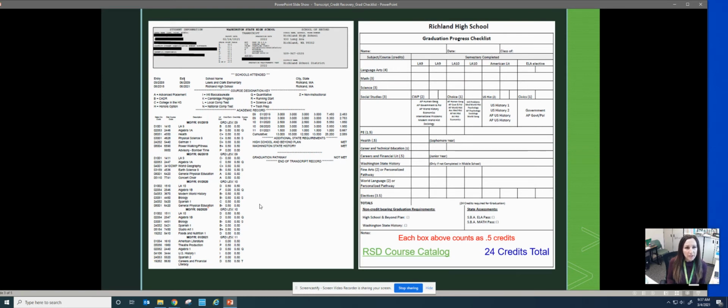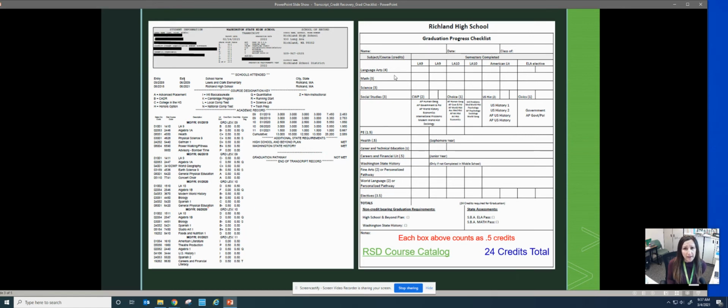So what do we do with all of the grades? How do we know where we're at in the grand scheme of your high school career? Everybody should have a course catalog, and if you don't, you can access the course catalog just by Googling Richland School District course catalog, and it will pull up. In the back of the course catalog, there's a page that looks similar to this. It's not exactly this, but it's similar. I prefer this one, so I'm going to show you this one.